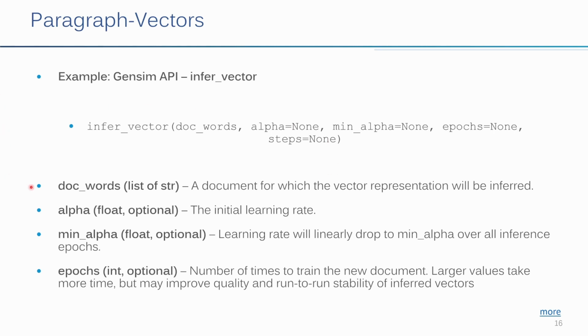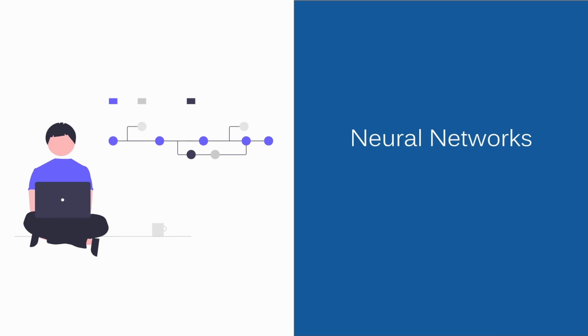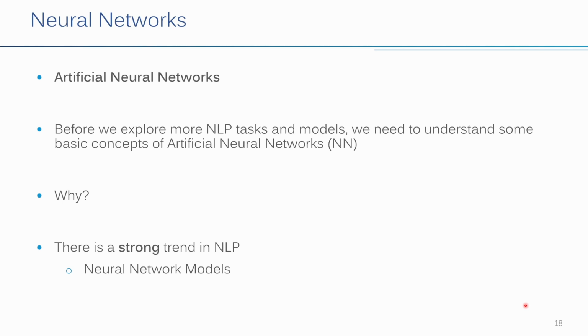All right? Moving forward, we'll now start talking more about neural networks and the different architectures that we can use for different NLP tasks. That being said, I guess the first question is why we want to start talking about neural networks. Well, the thing is, there is really a strong trend in NLP, more specifically in neural language modeling.